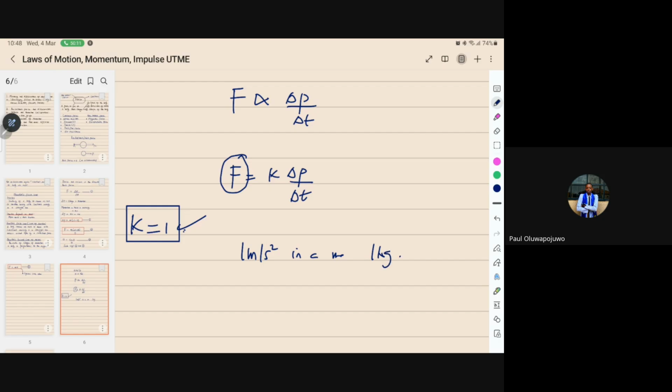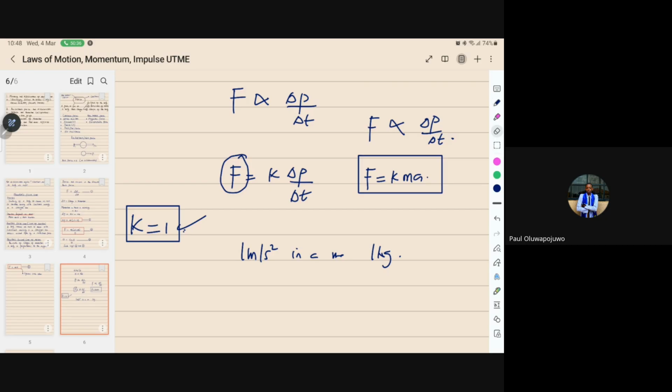Now, remember that when you are getting your proportionality constant, I can also write it like this. When I say that F is directly proportional to change in momentum all over change in time, I'm also saying that F is equal to K M A. Do you agree? If you agree, give me a thumbs up.